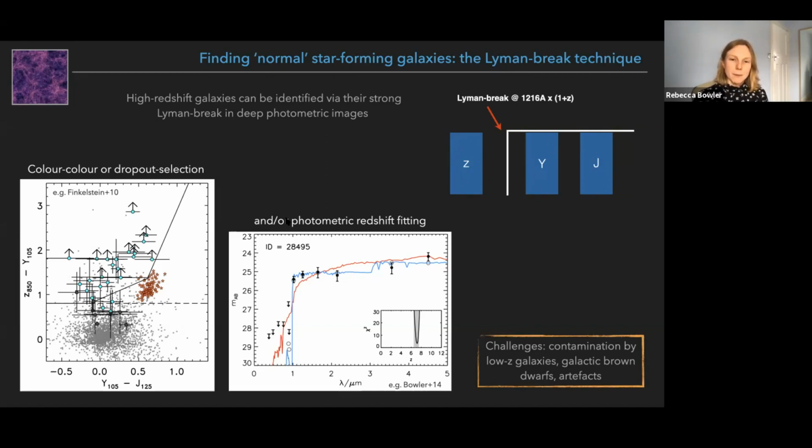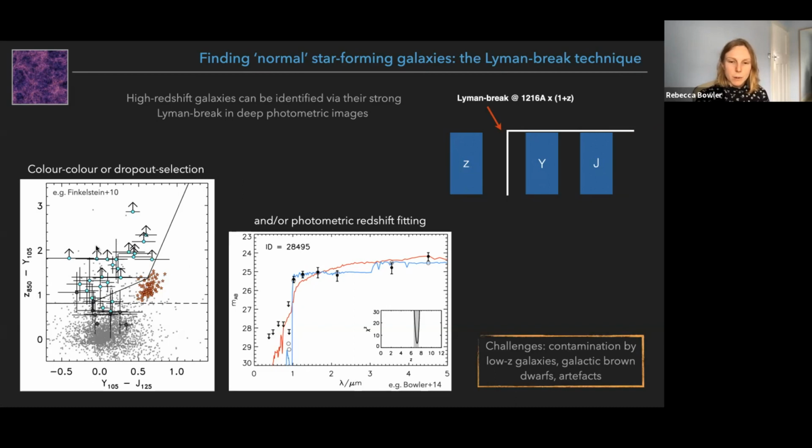So we can identify something with a step by using a color-color diagram. This is quite a traditional approach. And essentially what we're trying to do is find something which is very red between the Z and the Y band. So here between these two filters, but kind of flat between the Y and the J. So what people do is they draw a box on this diagram, and then within this box is predominantly high redshift galaxies.